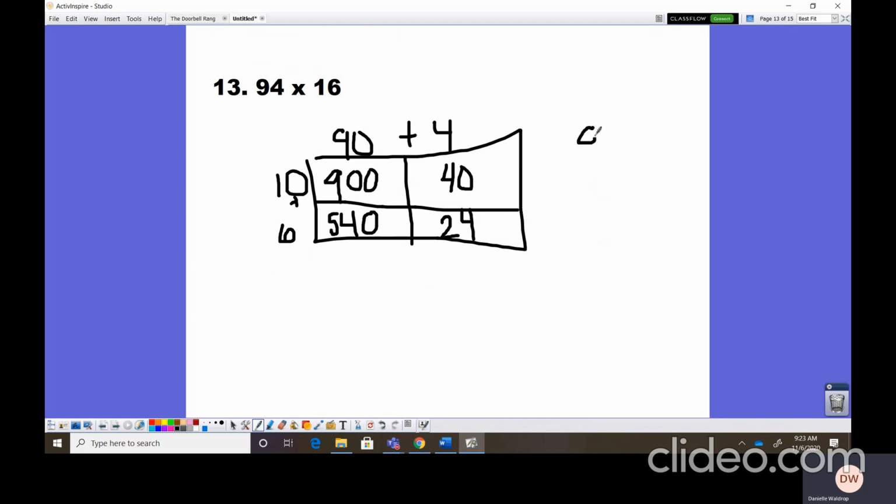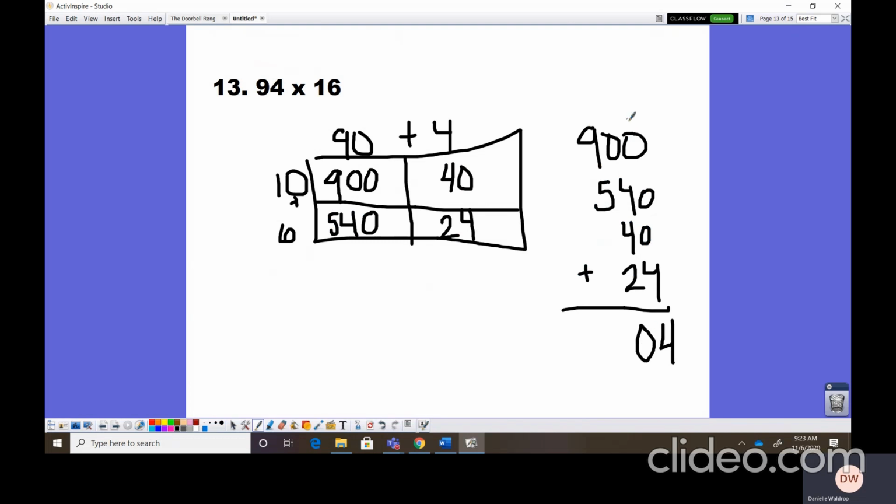Basic fact. Stack and add. So I'm going to put my 900. I'm going to put my 540 next because it's the next biggest number. 40 and then 24. So add up your ones. It's 4. 4 plus 4 is 8, plus 2 is 10. Put your 0, carry your 1. 9 plus 1 is 10, plus that's 5 is 15. So 1,504.